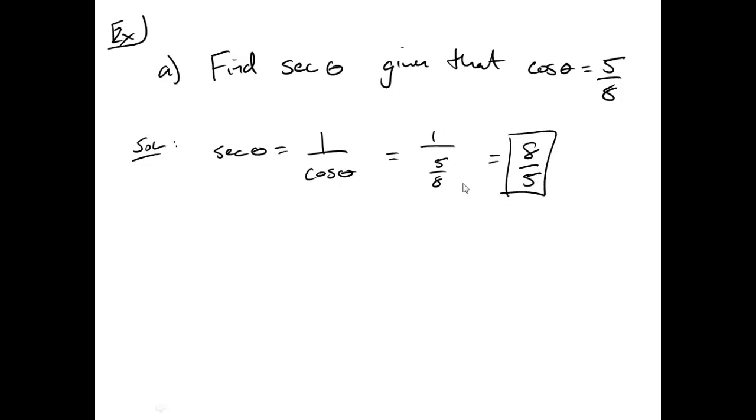You don't necessarily have to show this step here, the 1 over 5/8. If it's 1 over cosine, you just flip the fraction, and you get 8/5. Right, should be fairly straightforward.